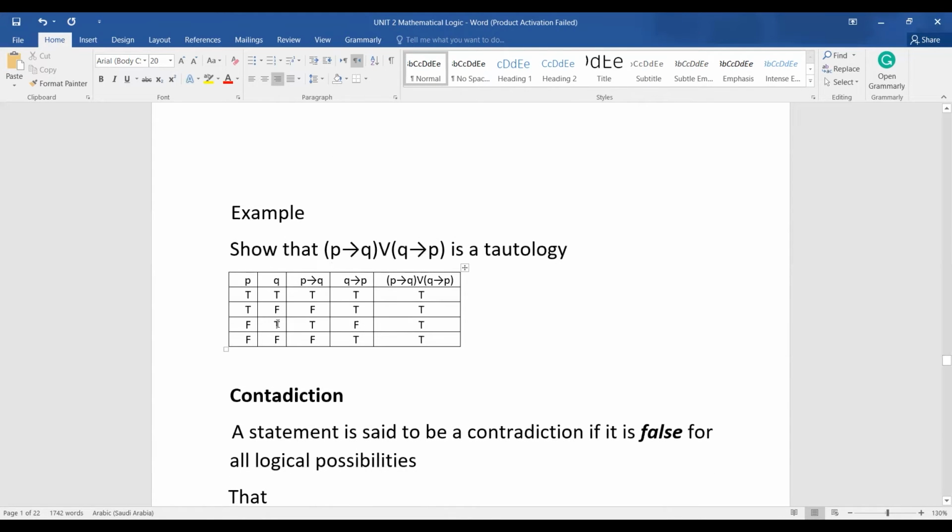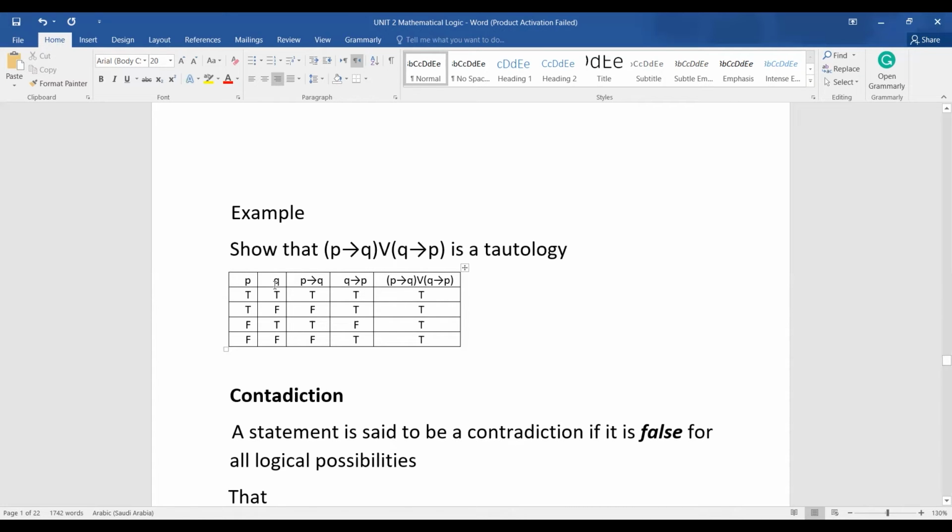Here we have another example for tautology. We need to show that P conditional Q, or Q conditional P, is a tautology. When we have such a question, we need to make the truth table for each statement. First, a truth table for P, for Q, then for P if then Q, Q if then P, and for P if then Q or Q if then P.